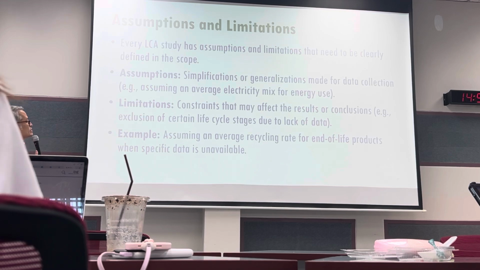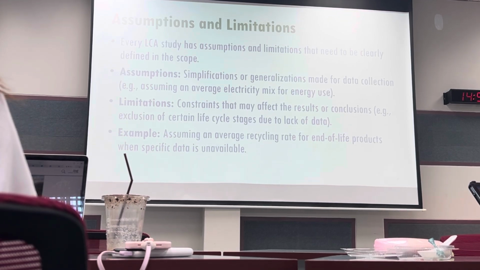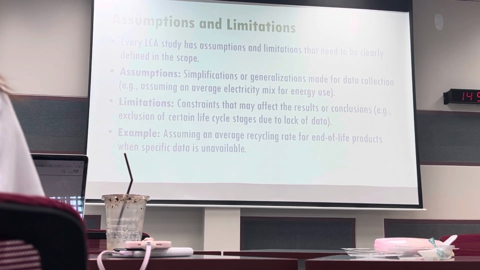And limitations. You might need to exclude something from the calculation. This is not what they like, and this is not what you should try to do. But unless it's really necessary, then you have to say why. You have to explain why.